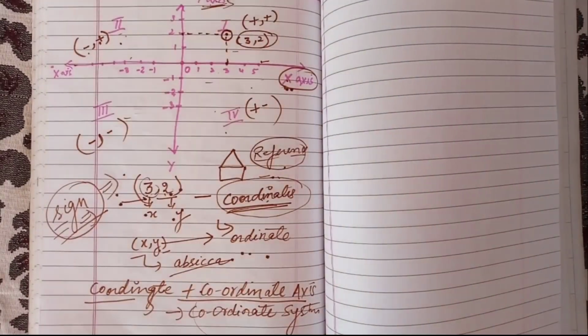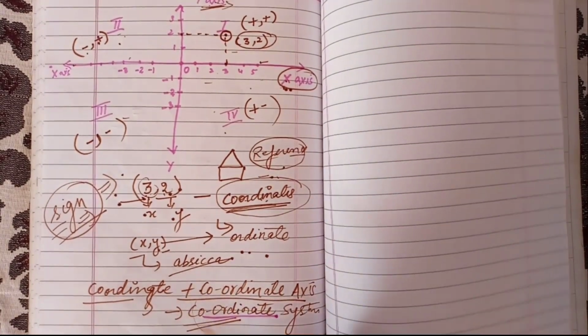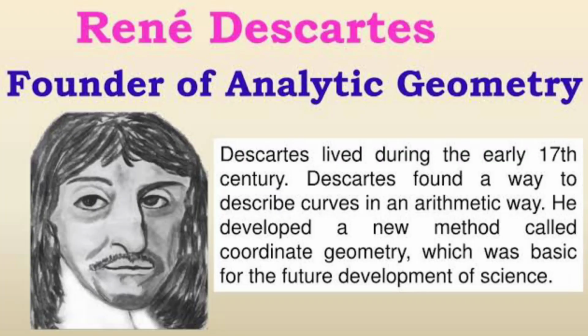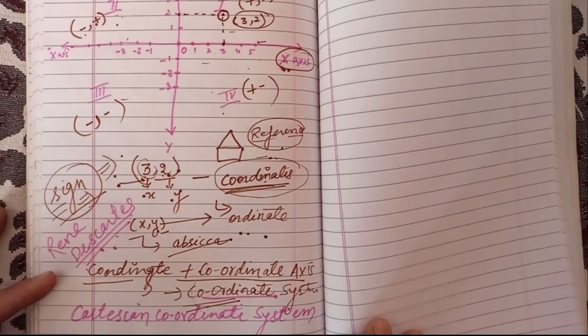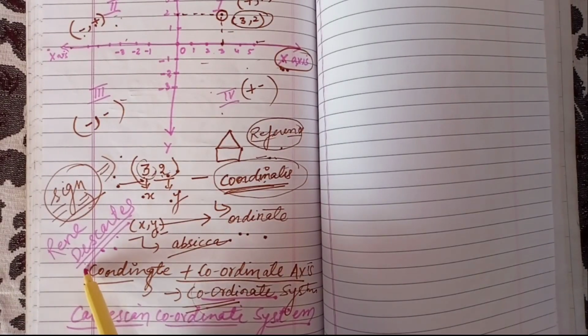This coordinate system was given by Rene Descartes, the great mathematician. Coordinate system was given by Rene Descartes. So that's why, by the name of Descartes, it is also known as the Cartesian coordinate system, given by Rene Descartes, right?